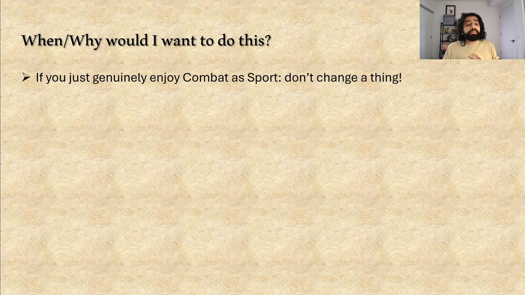Firstly, as I said before, if you just genuinely enjoy combat as sport, you don't need to change a thing. If your GM is on board, if all the players are on board, and you're all having fun with encounters mostly existing in a vacuum, mostly being fair towards the players, and often not caring about attrition and other such inter-encounter dependencies beyond, say, spell slots, and you enjoy this, then that's perfectly fine.